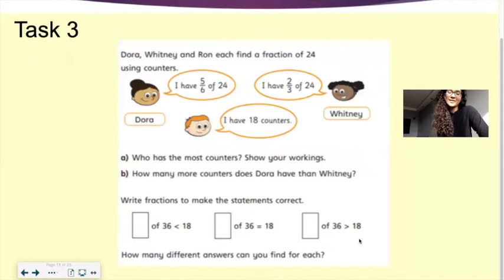Your third and final task. Dora, Whitney, and Ron each find a fraction of 24 using counters. Dora says, I have 5/5 of 24. Whitney says, I have 2/3 of 24. Who has the most counters? Show your workings out. And then your next part of that question is, how many more counters does Dora have than Whitney? Go ahead and do that first for me.